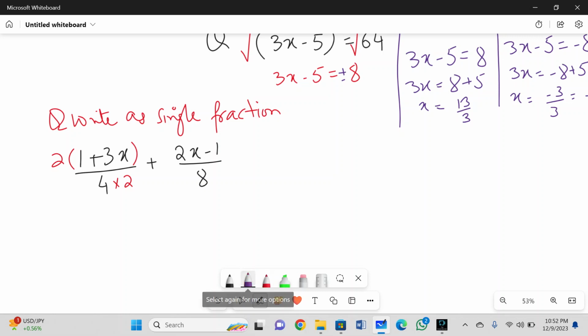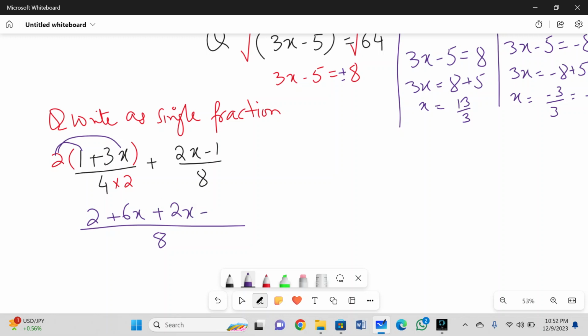Now just open the bracket. This 2 will multiply with both the terms inside the brackets. 2 times 1 is 2, plus 2 times 3x will be 6x. Write the common denominator once, plus 2x minus 1 as it is. Now further simplify it: 2 minus 1 will be 1, and 6x plus 2x will give us 8x, whole over 8. This is going to be the answer for this algebraic fraction.